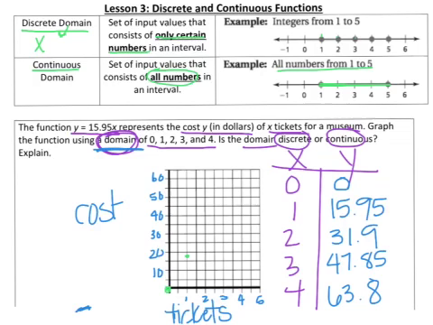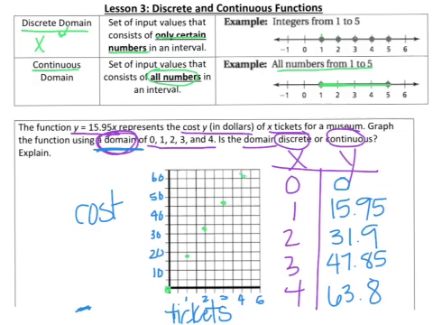Then at 2, I go to 31.9. Again, we're going to just guesstimate where our points go. 3 is 47.85. And then our 4 is going to be 63.8. Okay, so those are our points.